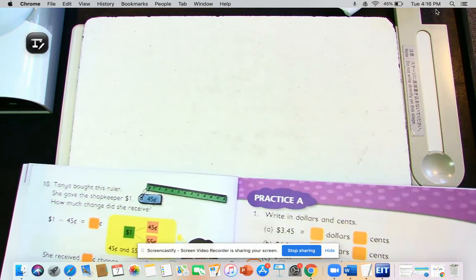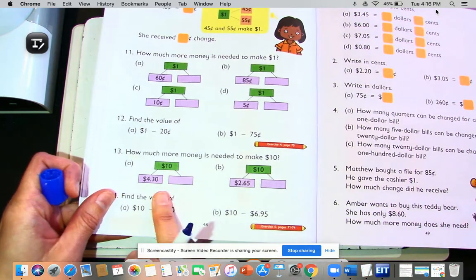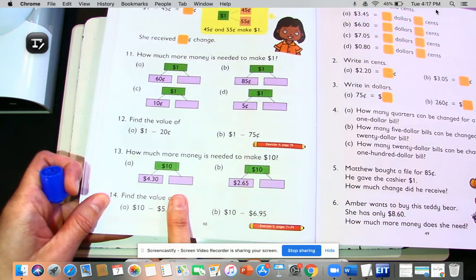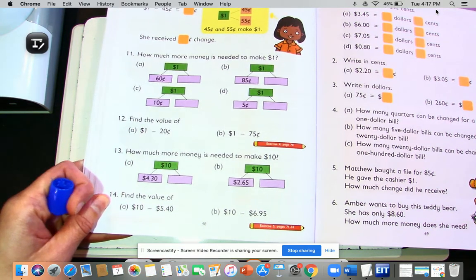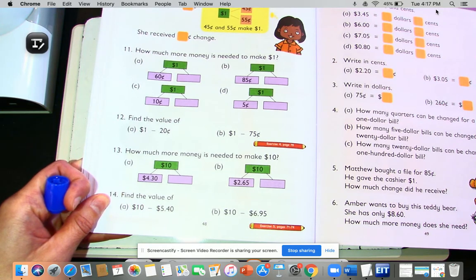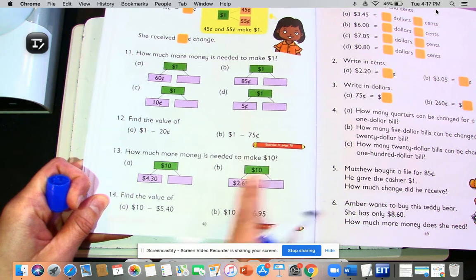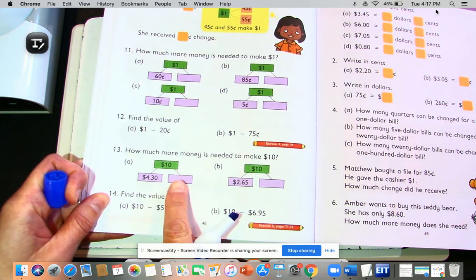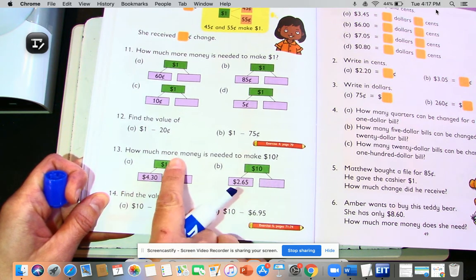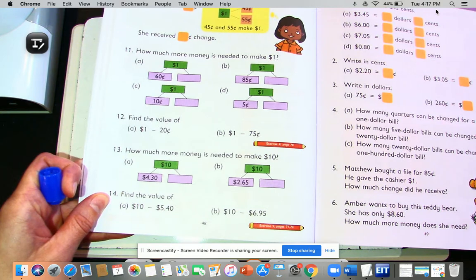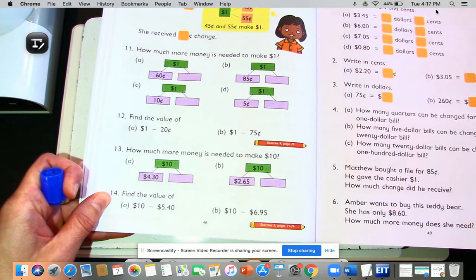I did get some feedback from a parent that a couple people were struggling a little bit with these ones down here, where it says how much more money is needed to make $10. I know it doesn't really say this in the textbook, so I can see why we had a question about it. Usually when I am doing this kind of mental math and thinking about how much more money is needed to make $10, I like to think of my $10 as $9 and $1.